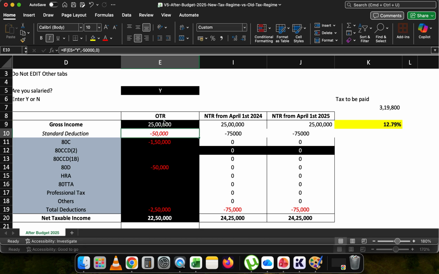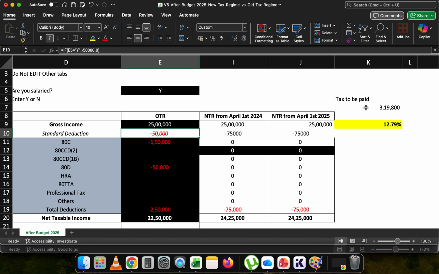Now, if you see this, the tax to be paid is 3,19,800. 3,19,800 out of 25 lakhs is just 12.8%. It is not 30%. It is only 12.8%. People abuse this 30%. Oh, I'm in the 30% slab, I am paying 30% tax. No, you're not paying 30% tax. You are paying only that much.